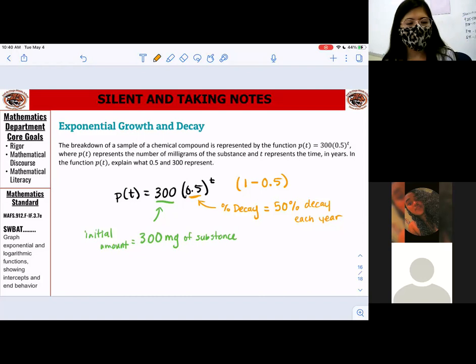How did we know that it was decaying? Because it's 0.5 and 0.5 is less than 1. Less than 1, Lauren. If it was less than 0, it would be a negative number.